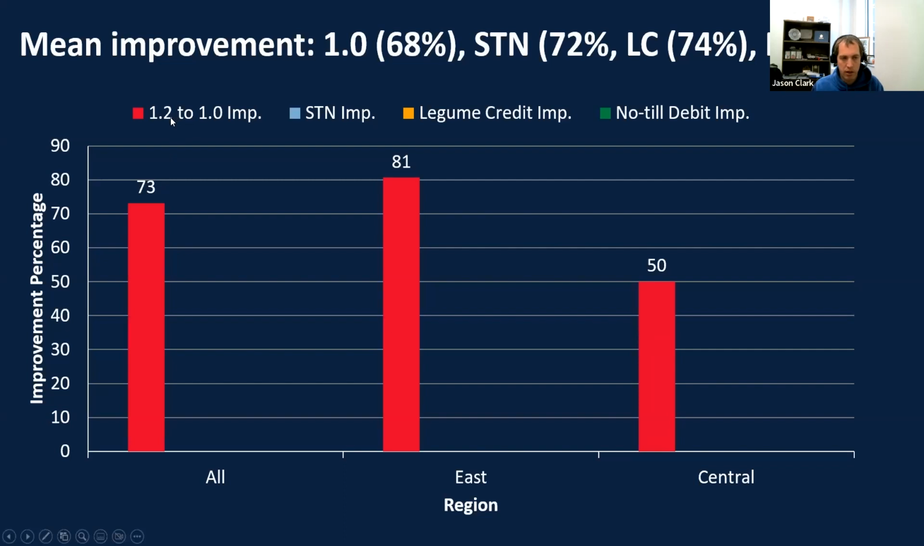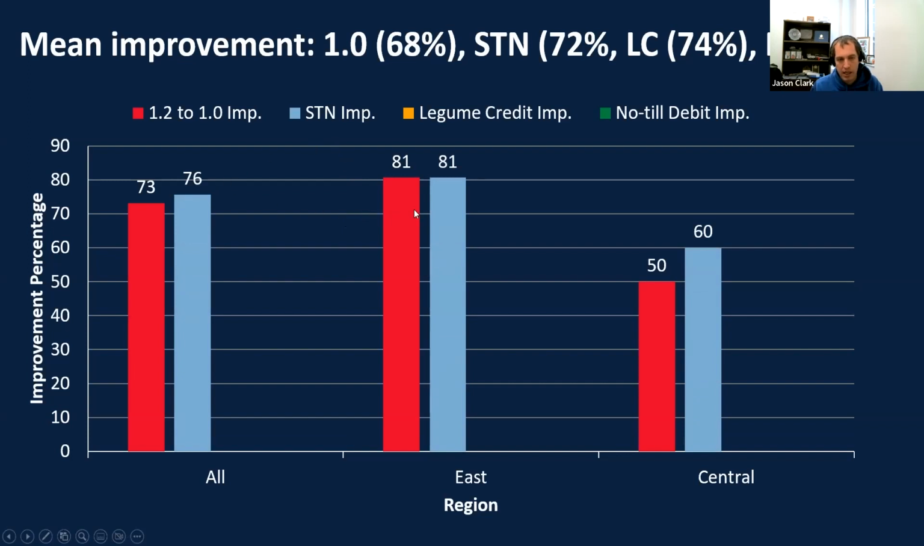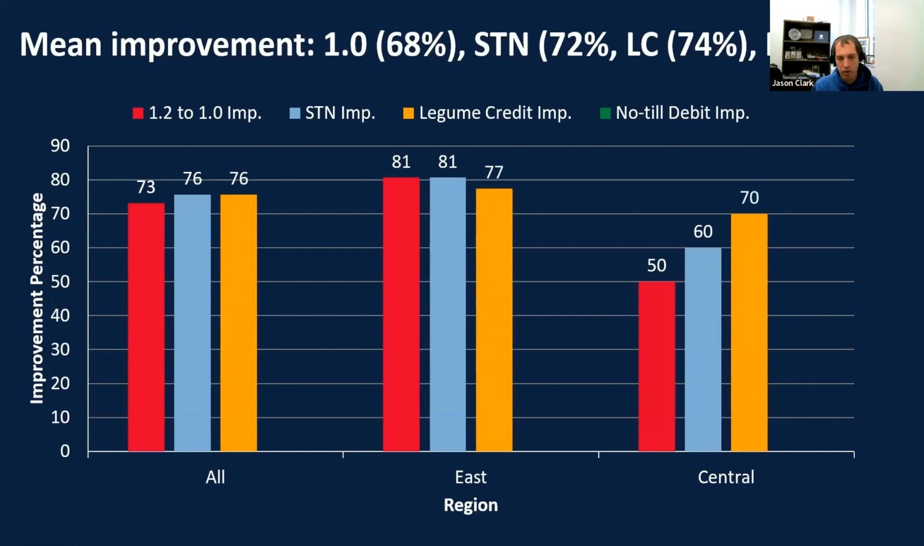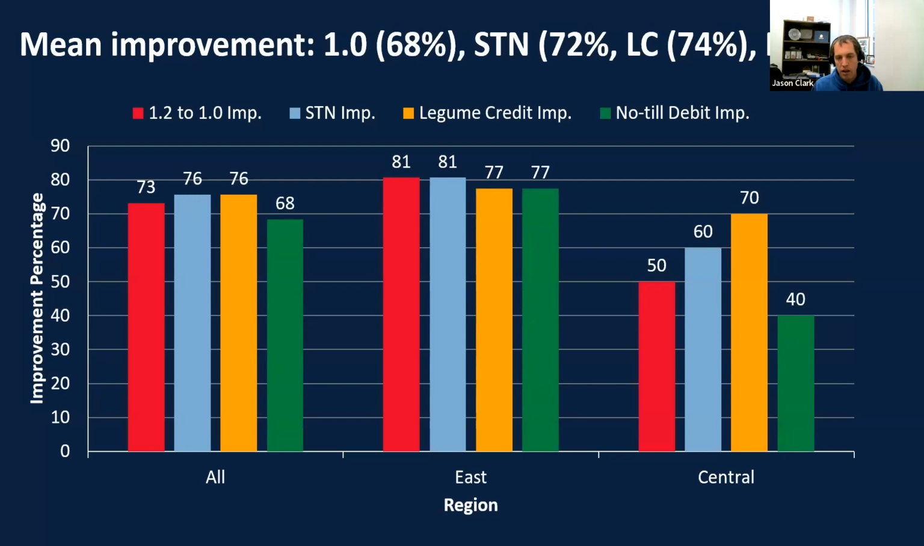If we use that 1.2 to 1, instead of using 1.2 we'll use 1. The central part of the state doesn't improve as much, but we're looking at 70 to 80% of the time we're improving our nitrogen recommendation. If we use soil test N, it's pretty high, 60 to 80% of the time we're improving our recommendation. Using that legume credit, again 70 to 76% of the time. The no-till, most of the time we're improving the recommendation by using it. So they're all really important. We're going to look at some numeric numbers of the amount that they improve it in this next graph.